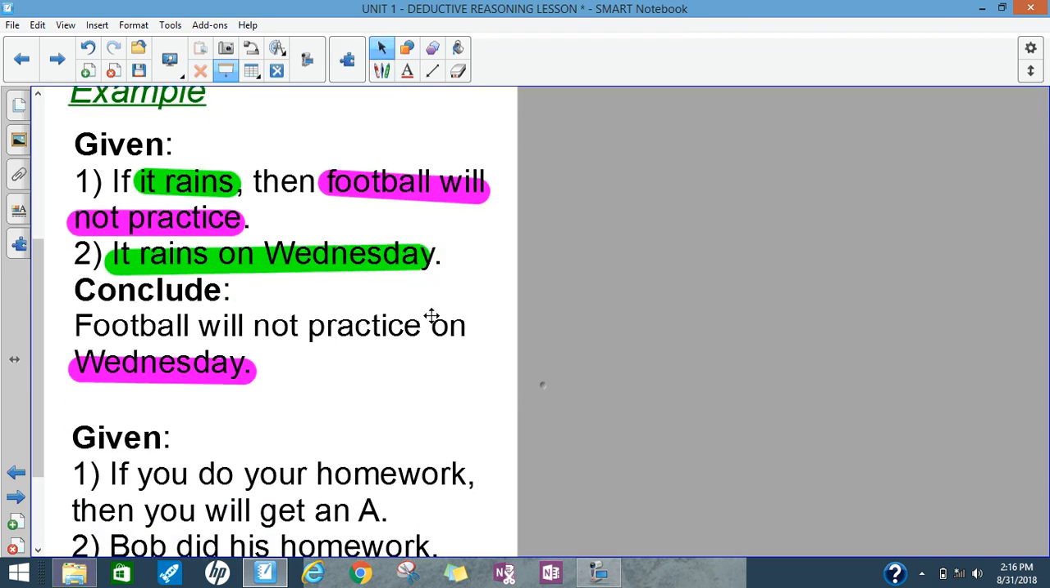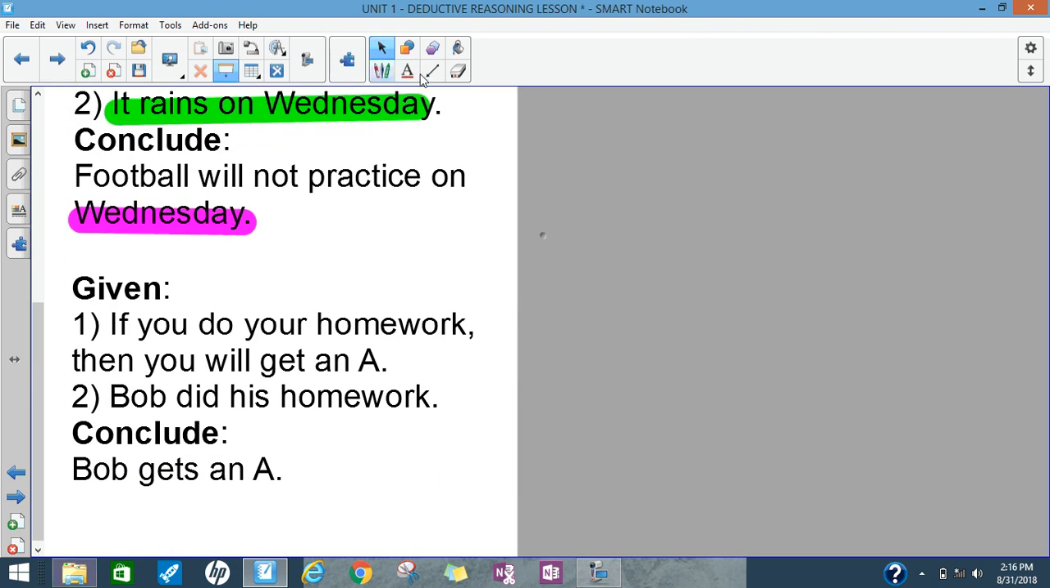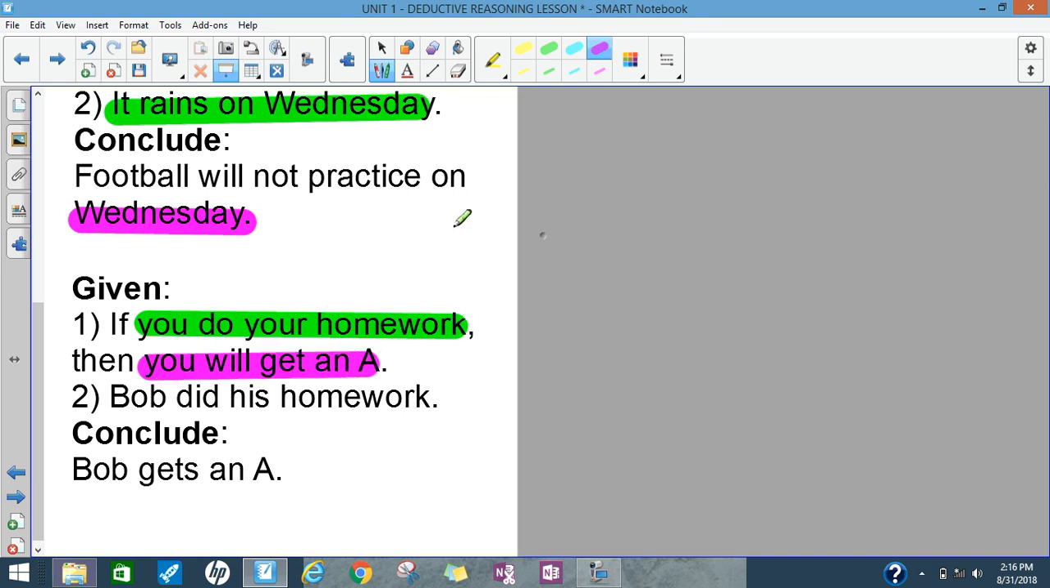Let me show you another example. Here I say, if you do your homework, so you do your homework is P, then you will get an A. You get an A is Q. Bob did his homework. That's in relationship to the hypothesis, P, so green. So we have if P then Q, and an example of P, Bob doing his homework. So we can say that Bob's going to get an A.